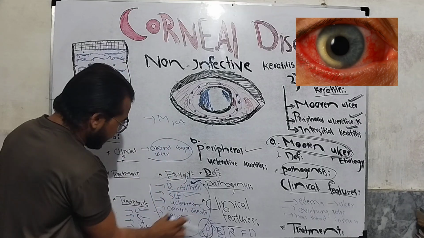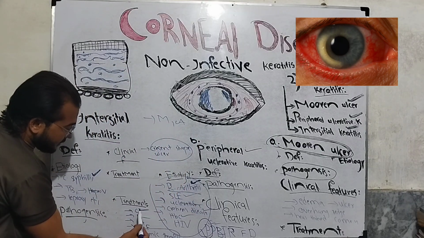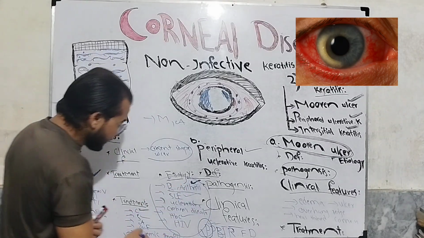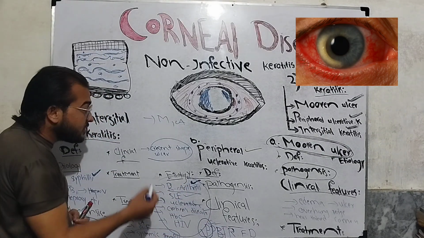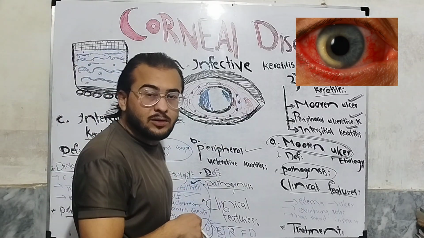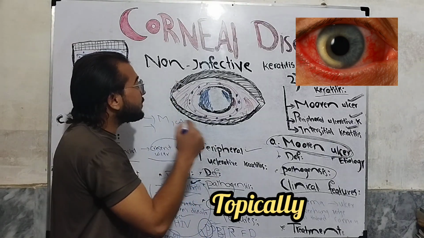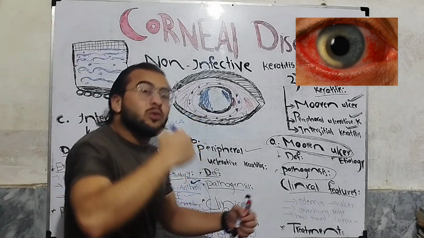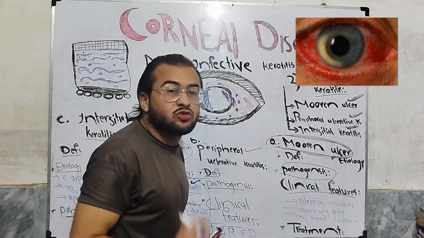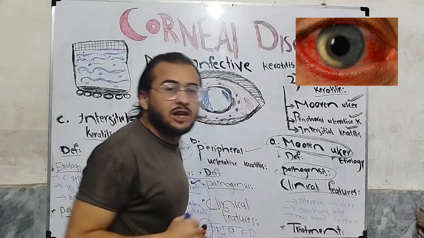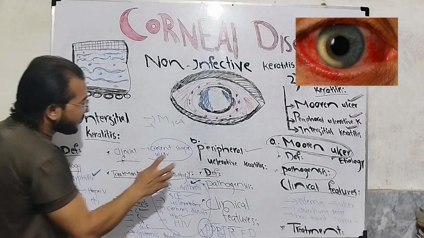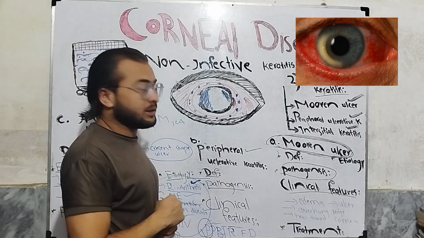As in topical therapy, the cyclosporine, steroids, anticollagenase and growth factors, the steroids and anticollagenase can also be given systemically. And for the secondary bacterial infection, we can give topical as well as systemic antibiotics to control the secondary bacterial infections. So these are the treatment options for peripheral ulcerative keratitis.